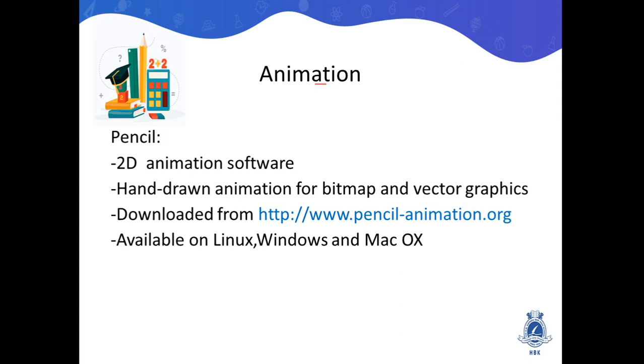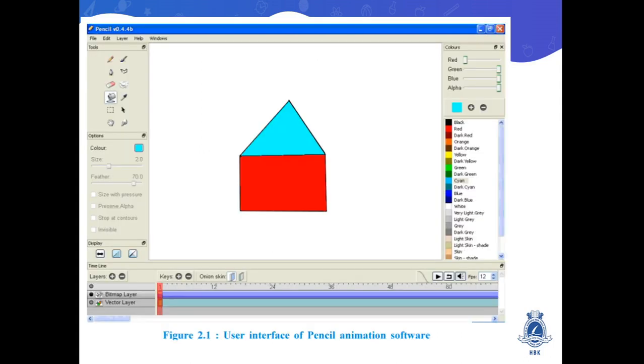Now we view the interface of Pencil. These are some pictures to give an idea about Pencil. This is Pencil version 0.4.4. You can see some of the tools, color panels, taskbar, status bar, keys, and time intervals of 12, 24, 36. These are the keyframes we mention for the animation.